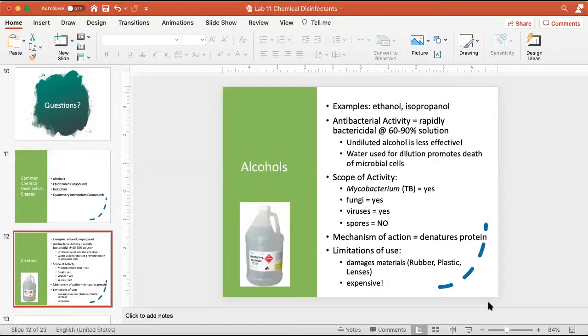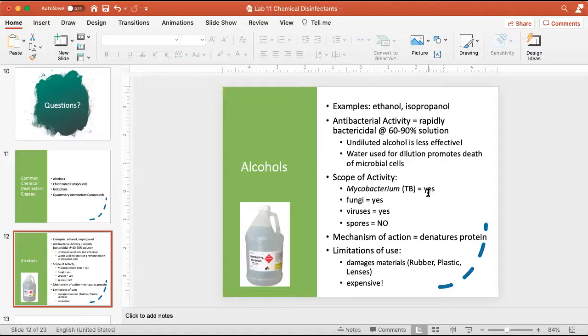All right. So one of the things that we'll talk about as we go through these chemicals is what their scope of activity is. And what I've done is I've pulled out a few different types of microbes and microbial structures that we might be interested in knowing whether or not a particular chemical is effective against. For example, the organism that causes tuberculosis, and that one goes by the genus Mycobacterium and the species tuberculosis.